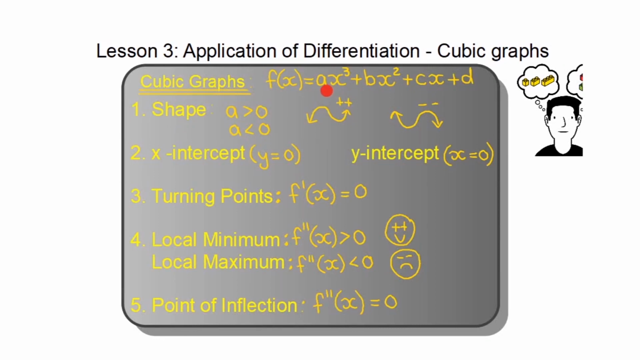What must you know about cubic graphs that will help you? The first thing you should know is the shape. Well, let's start with the basic form of a cubic graph. Cubic graphs can be written in the form ax cubed plus bx squared plus cx plus d. Now, b, c, d can be 0 as well, but there must be at least an x cubed.